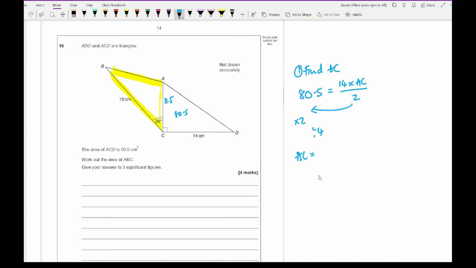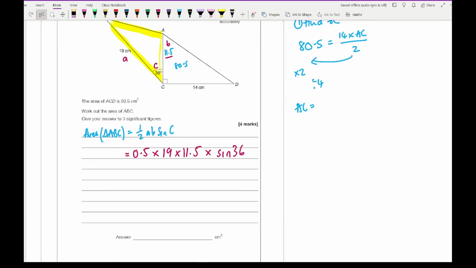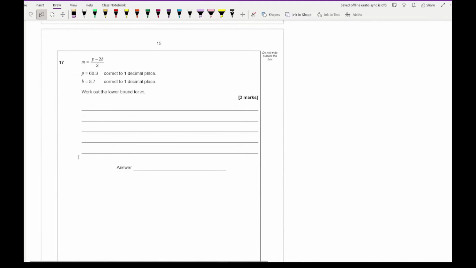Now to work out the area of the triangle ABC, I don't know the perpendicular height of that triangle, so I need to use the formula half ab sine C. Labeling this, I've got that 36 is going to be C, 19 is going to be a, and b is going to be 11.5. So substituting numbers in, I get 0.5 multiplied by 19 multiplied by 11.5 multiplied by sine 36. If I enter all of this into my calculator, I should get an answer of 64.2, and that's to 3 sig fig.